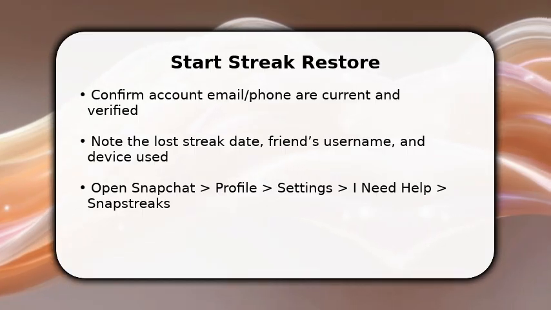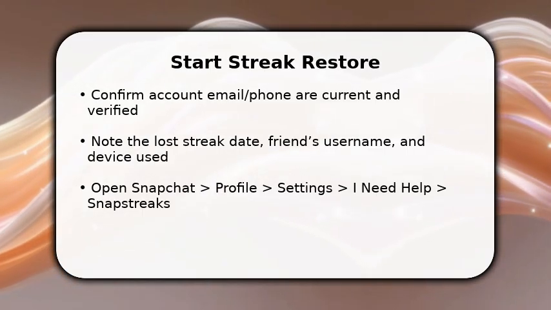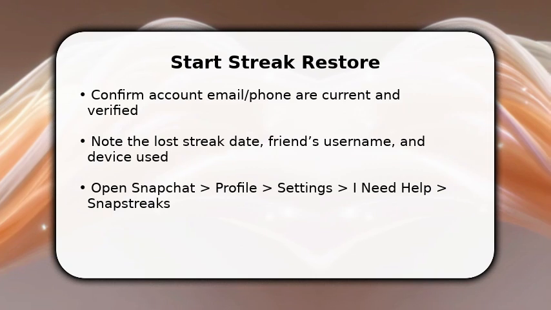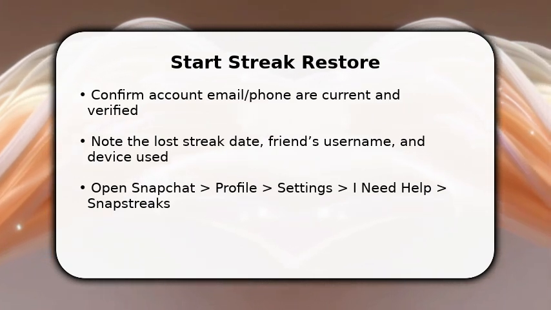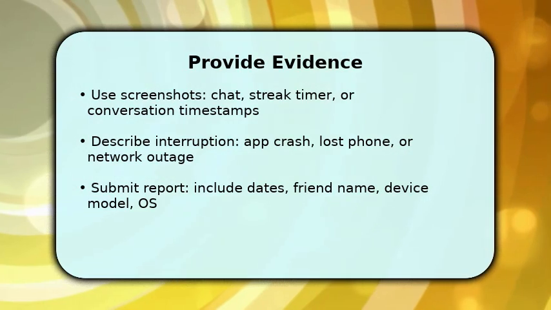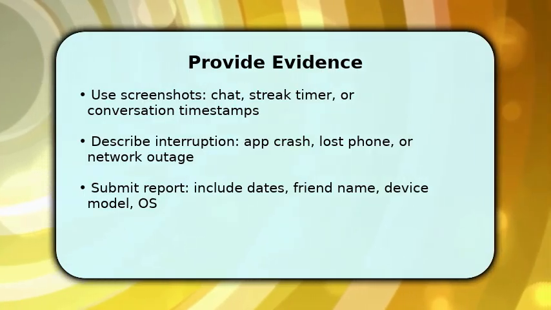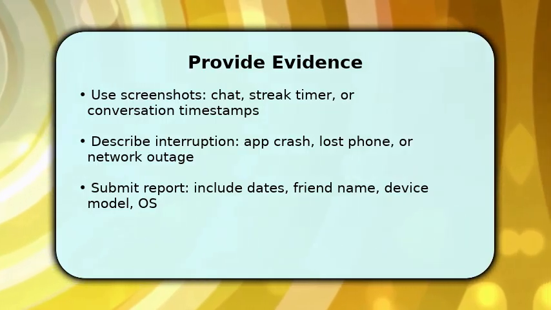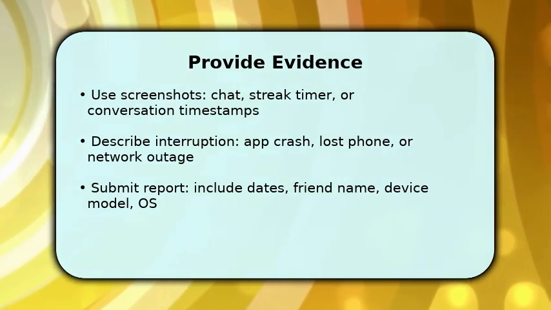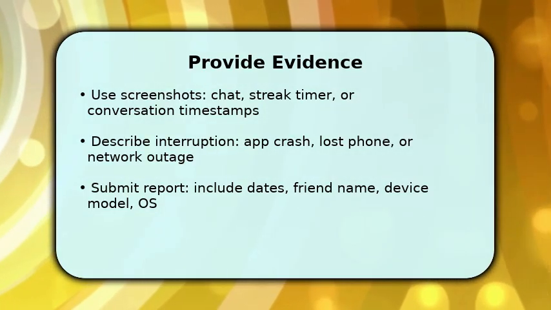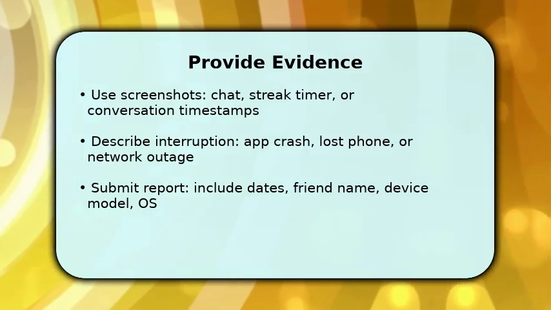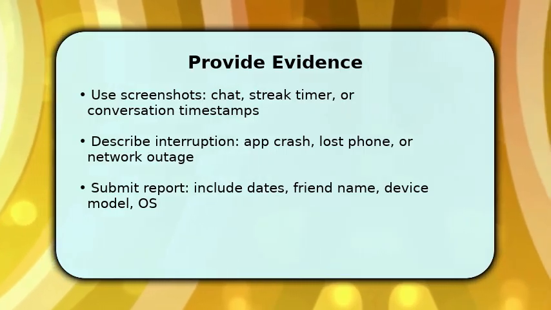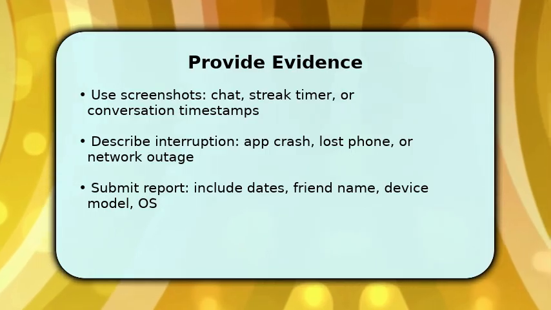You're taking the first actionable steps that let Snapchat support review the case and confirm you had an active streak before the interruption. Next, you compile and submit evidence to justify the restore request. Take screenshots that show your streak before it ended, chat screens with timestamps, the streak icon earlier that day, or any error messages. Explain exactly what interrupted the streak, app crash, lost phone, or network outage, and include device model and OS version. Then fill the Snapstreaks form under support with dates, your friend's username, and attached images.